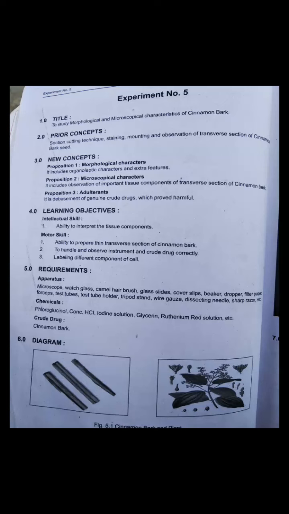The learning objectives are intellectual skill and motor skill. In intellectual skill, the ability to interpret the result and tissue components. Then motor skill: the ability to prepare a thin transverse section of cinnamon bark; second, to handle and observe instruments and crude drug correctly; and third, labeling the different components of the cell. These are the motor skills.